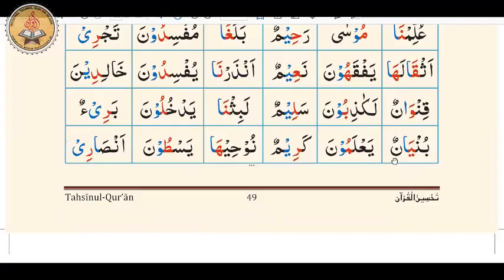Bunsanun. Okay, what's this letter over here? Ya. Yes, okay. So bunyanun. Bunyanun. Excellent. Now let's try this one. Ya'lamuna. Excellent. Okay, well done. Next one. Karimun. Perfect. Well done.